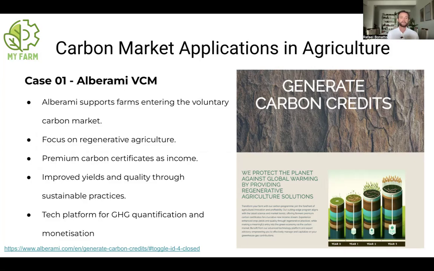Alberami has what they call a tech platform for greenhouse gas emissions quantification and monetization. They have their own blockchain platform where they input the information, which makes it easier to deal with the information of each of the farms. And if you decide to be a practitioner working as a carbon developer, you will notice that you'll be managing a lot of information.